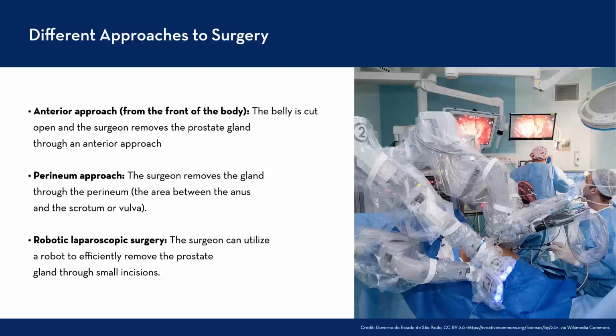There are different approaches to surgery as well. There are older approaches where there's an anterior approach to the prostate gland, where the belly is cut open and the surgeon will remove the prostate gland through an anterior approach. There are other approaches through the perineum, where a surgeon can remove the gland through the perineum. In this approach, there is sometimes increased danger of nerve injury and other potential problems.